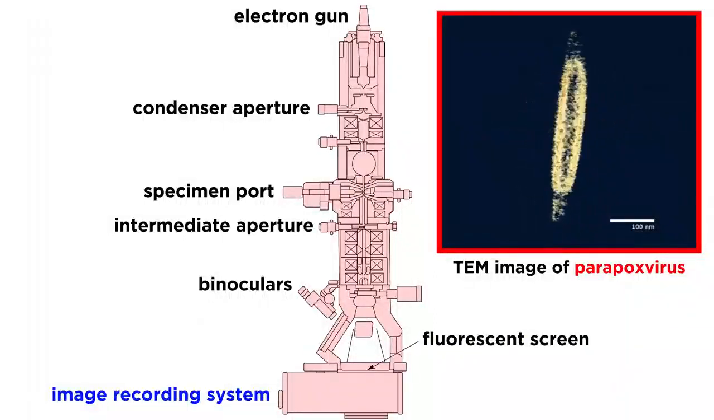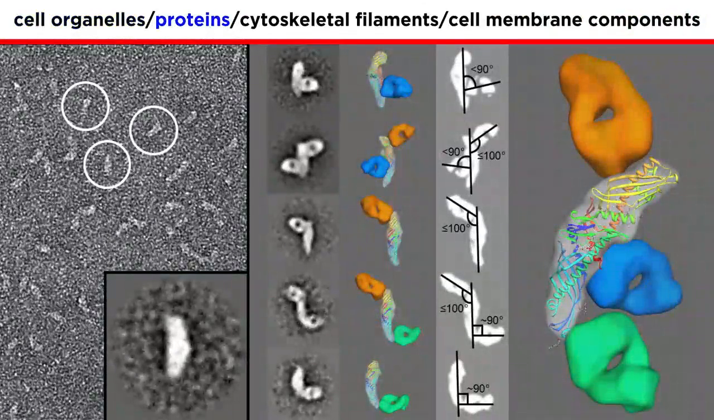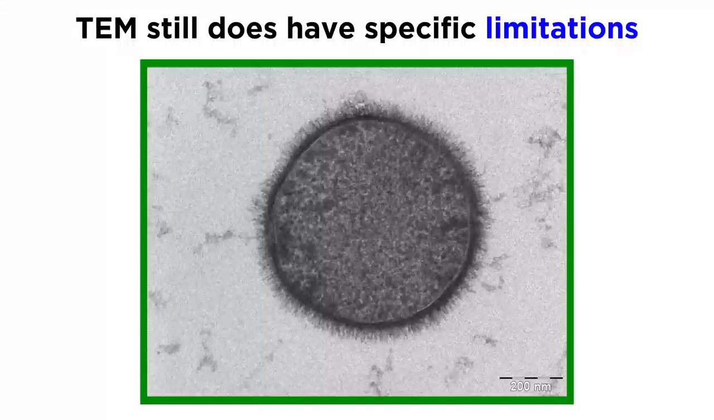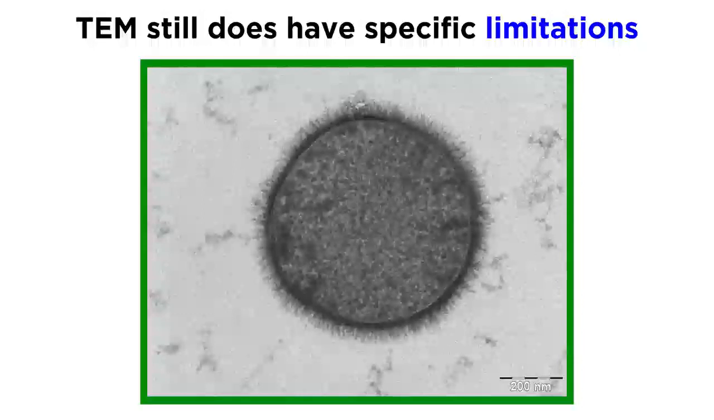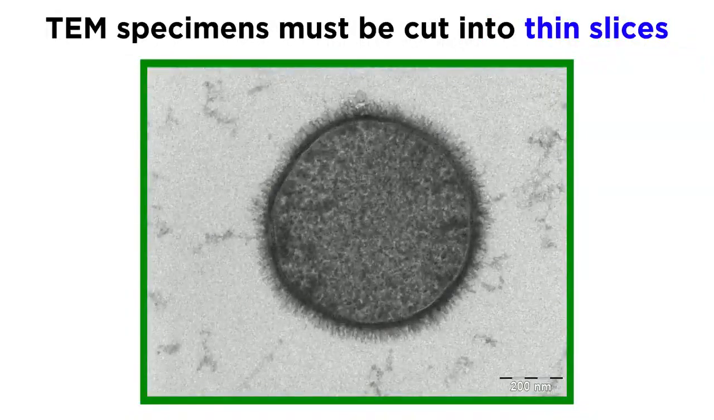Transmission electron microscopes are used to visualize structures that are too small to study with light microscopes, such as the cell organelles, proteins, cytoskeletal filaments, and the components of cell membranes. But even with the unmatched resolution and magnification abilities of TEM, it still does have its limitations. Some of these include the fact that you cannot study living specimens or image 3D structures, because the specimens must be dehydrated and cut into ultra-thin slices before imaging.